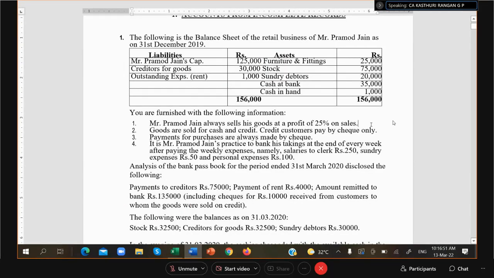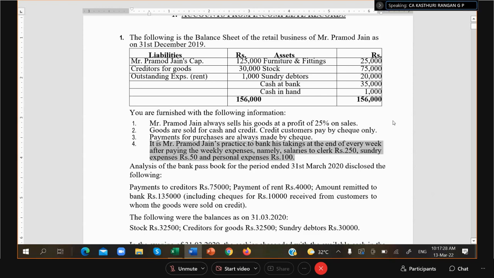Credit customers pay by check only means debtors pay by check only. Payments for purchases are always paid by check. So when you pay the creditor, we have to pay by check only. This is a more critical piece of information in the problem. It is Mr. Pramod Jain's practice to bank his takings at the end of every week after paying the weekly expense, namely salary to clerk 250, sundry expense 50, personal expense 100.